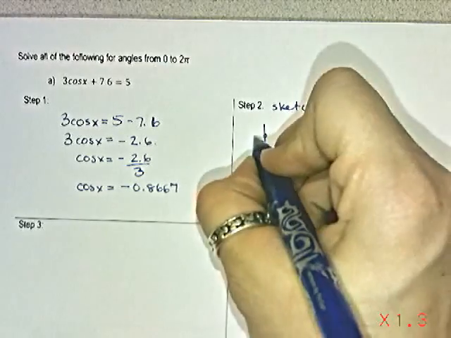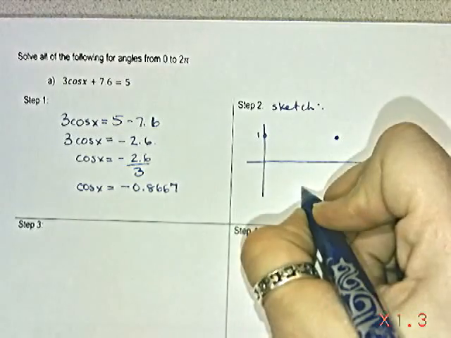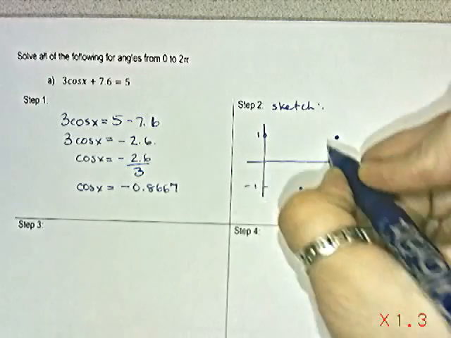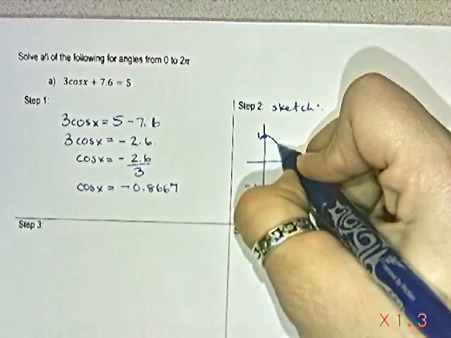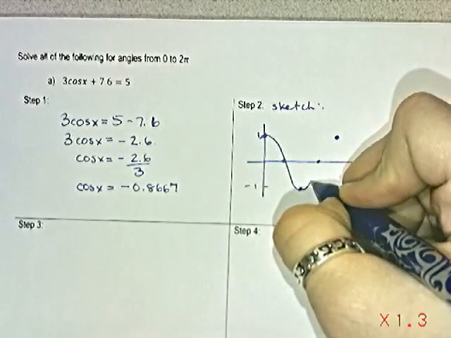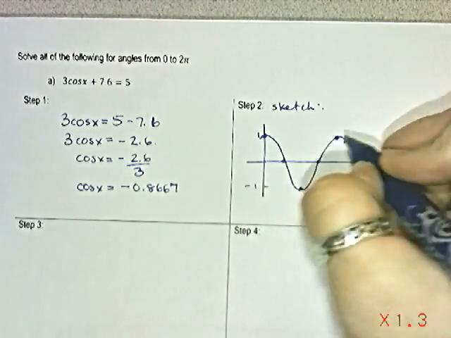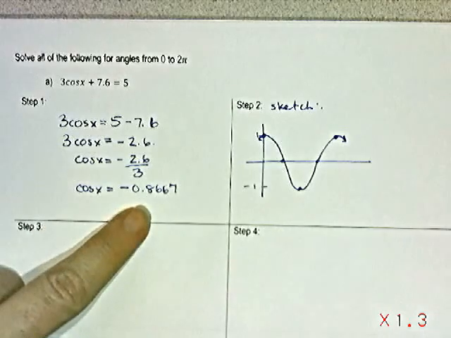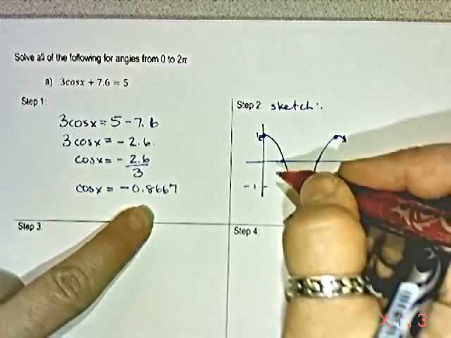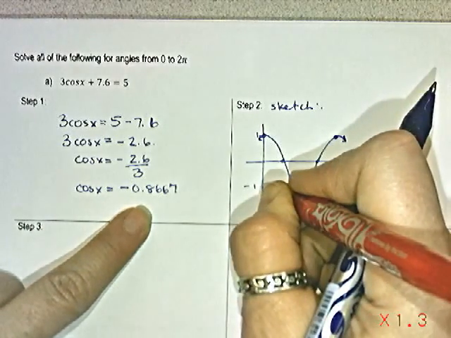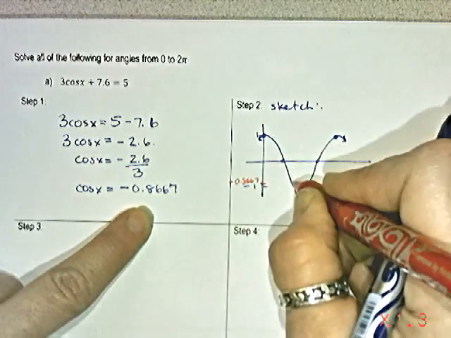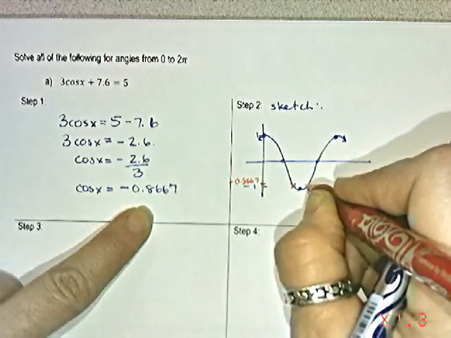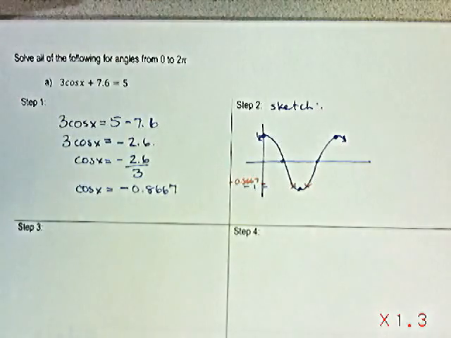Cosine starts at its maximum of 1, ends at a maximum of 1, with a minimum in between, and its axis points right in between those values. And so a quick sketch of cosine and a ballpark of our answers. We're looking for negative 0.8667, so something very close to negative 1, maybe in about there, 8667. And so I'm looking for two angles very close to 3 pi by 2.